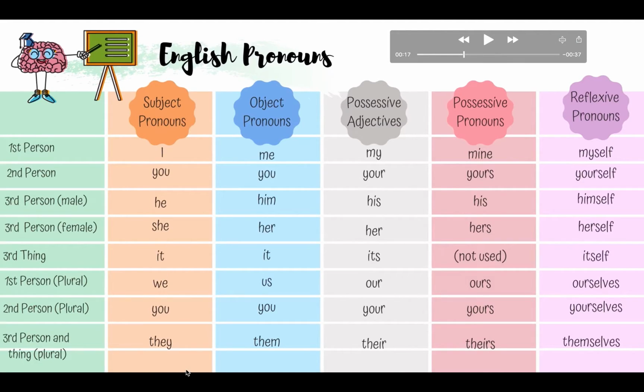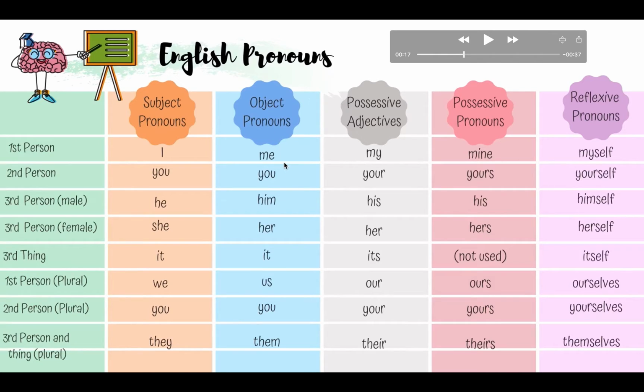Okay, we have our subject pronouns. Just very quickly go through this: I, you, he, she, it, we, you, they. We have the names of them on the side to help you as well. So the male is the man, female is the woman, and the thing is the object. Plural means more than one person. And there we go.